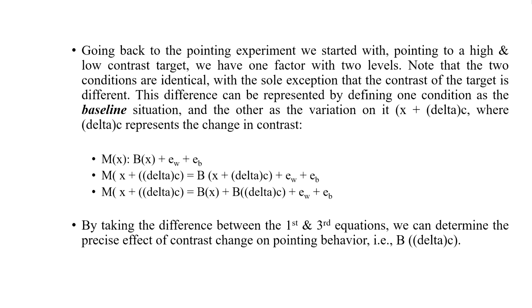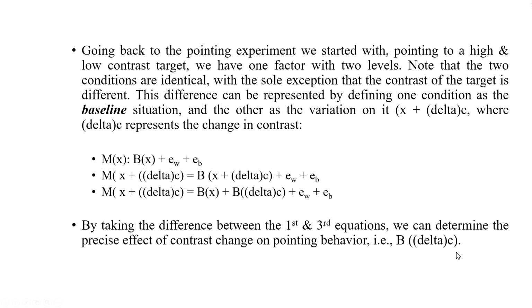Okay. So, equation-wise, just to make sense of this in the model that we are talking about: mx equals bx plus error within participant plus error between participant. Now, on both sides we have a delta c, the error because of condition. If you take the difference between the first and the third, what you basically get is closer to the effect of condition, the effect of contrast change in this specific example, which is your B of delta c.